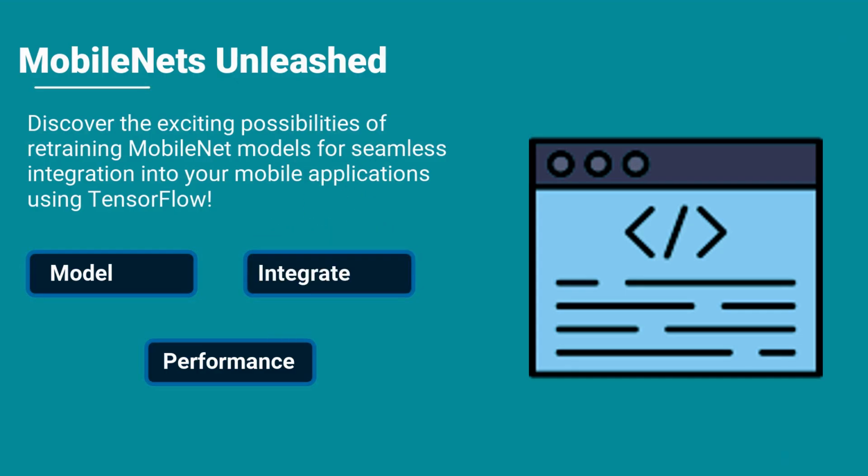Once we get our model retrained, I'll also touch on how to integrate it into your mobile apps. So whether you're on Android or iOS, you'll be well equipped. Just imagine how powerful it'll be to leverage these models for image classification or object detection right on your phone. So grab your favorite coding environment and let's get retraining with Mobilenets. It's going to be a fun ride.